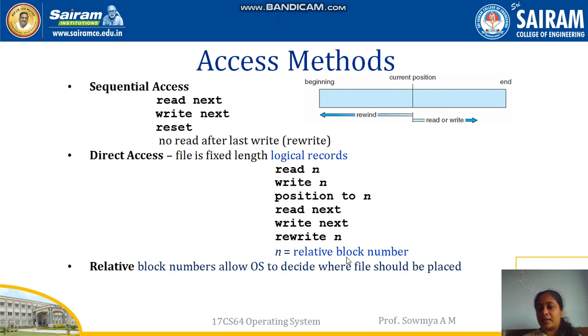So n is the relative block number in this file. The file begins from the 0th address to, say, the 1000th address, and the nth address will be somewhere between this beginning and end. So n is the relative block number, and the relative block number allows the OS to decide where the file should be placed.